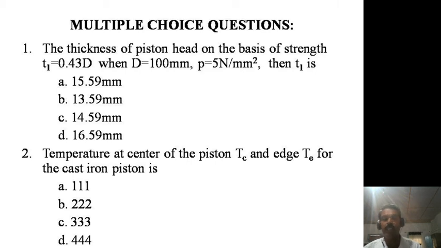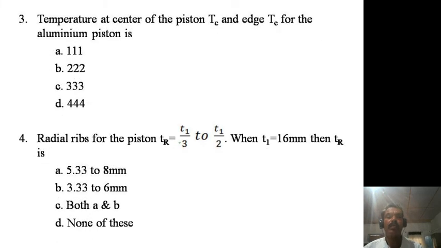So range is given. The standard range is 222 degrees centigrade. So here, among these 111, 222, 333 and 444, the right answer is B, that is 222 degrees centigrade. So next, coming to the third question, the temperature at the center of the piston TC and edge for the aluminum piston is.